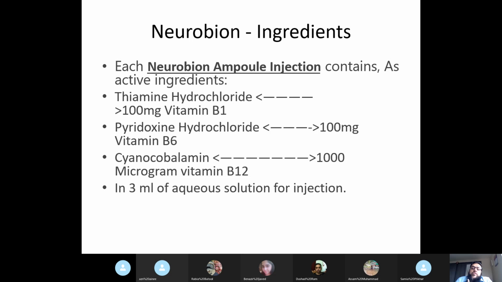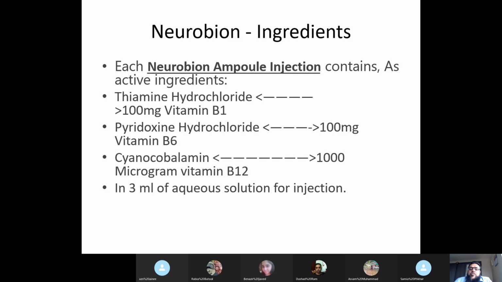Pyridoxine, which is B6, is 100 milligrams as well. These are less important, so whatever dose they have is fine. Cyanocobalamin is not there in Pabrinex, but it is there in Neurobion. It comes in 3 ml, one vial of aqueous solution for injection. If you give Neurobion, just check for allergy first and give a test dose. It can also cause pain at the injection site, so it is very painful. Just be mindful of that as well.